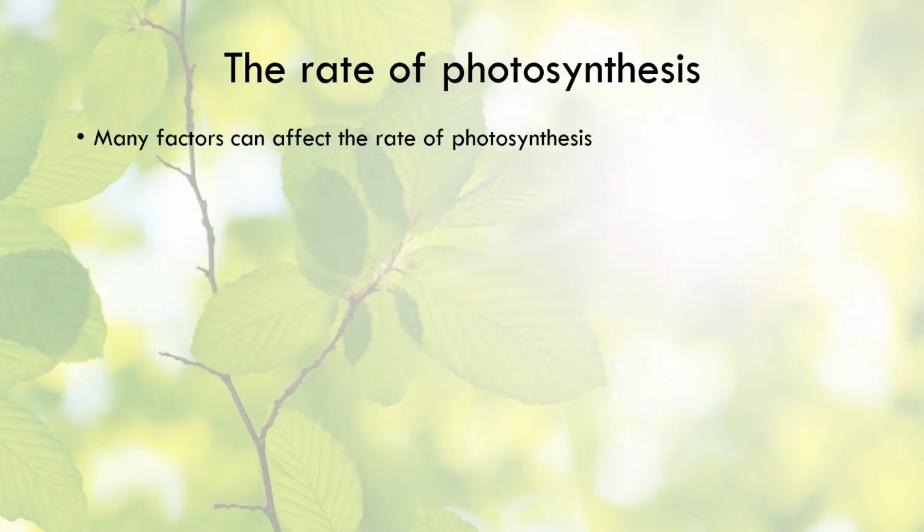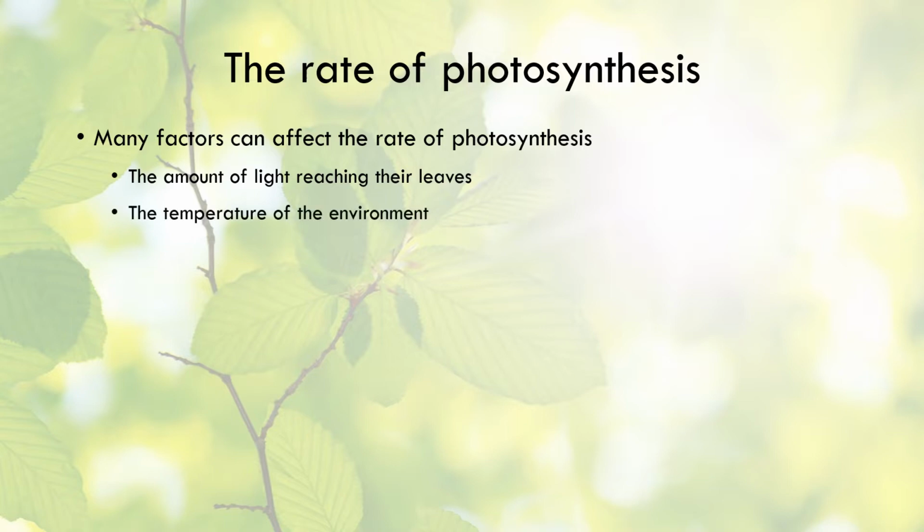All right, there are loads of different things that can affect the rate of photosynthesis. One of them is pretty obvious. It is the amount of light reaching their leaves. The next one is the temperature of the environment. We just looked at photorespiration, and of course the temperature is really crucial to whether rubisco will bind to oxygen or whether it will bind to carbon dioxide. So the temperature of the environment is really important for our plants.